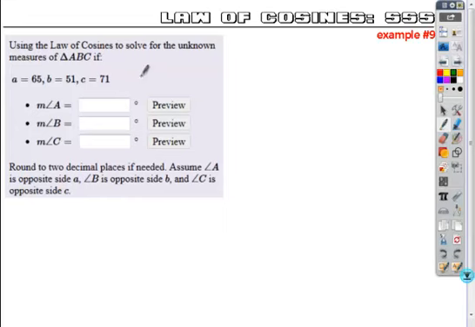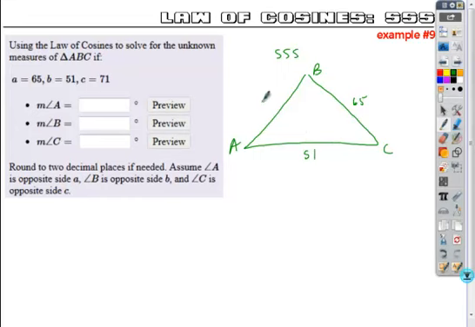So if you're given three sides of a triangle and you're being asked to find their angle measures, or even just one of the angle measures, you can use law of cosines for that as well. Okay, so if I were to once again sketch what I have here, triangle ABC, I have side lengths A is 65, B is 51, C is 71.